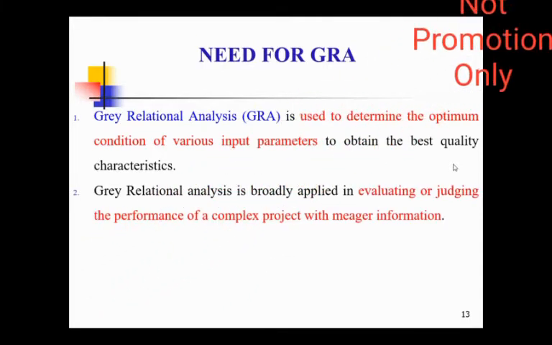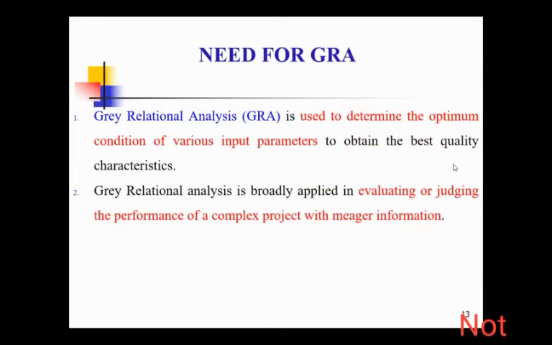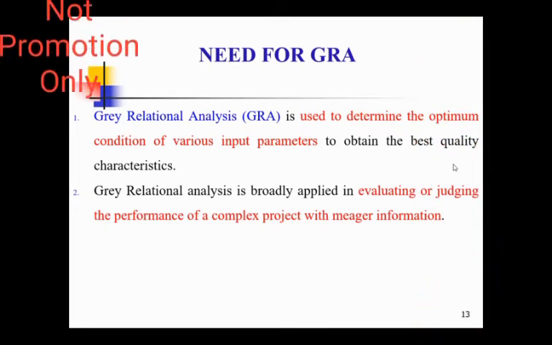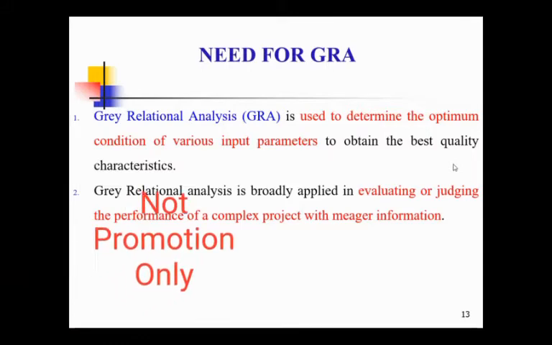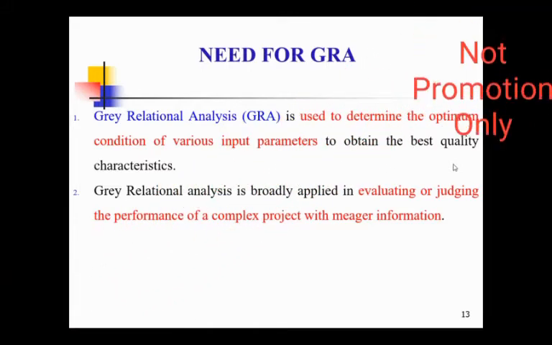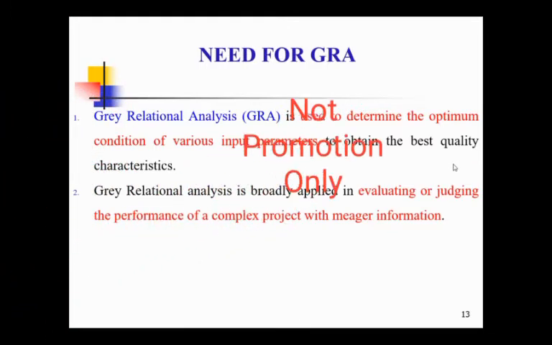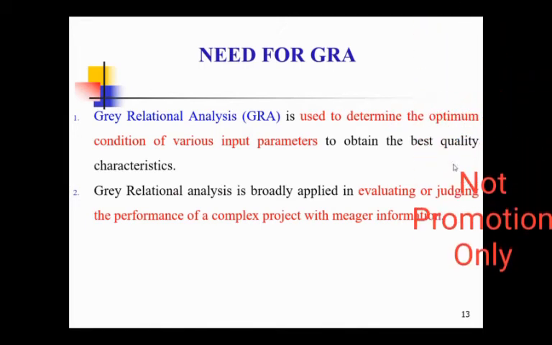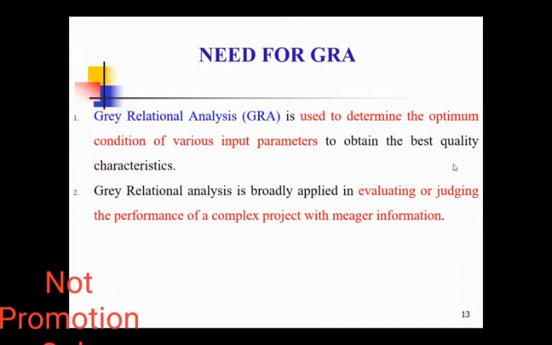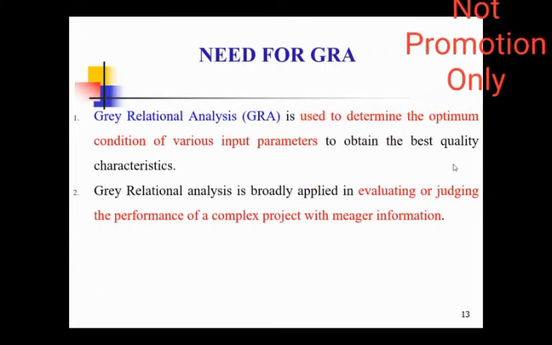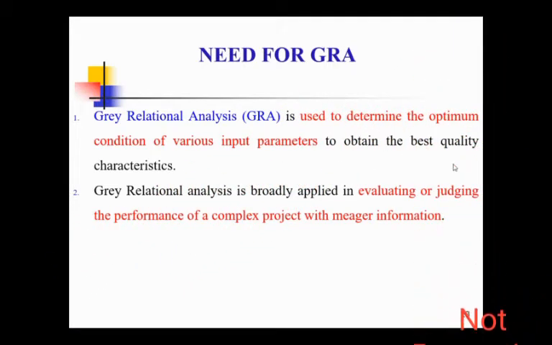Another important need of this grey relational analysis is that the performance of a complex process can be evaluated or judged based on data that has meager information. The meager information is partial or incomplete information. The data has lower information. Even though it has lower information, we are going to evaluate the performance of a complex process, that is, we are going to judge or make a decision.